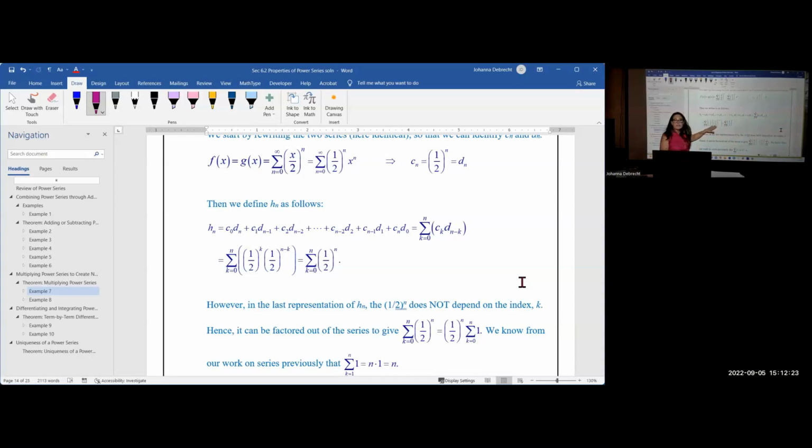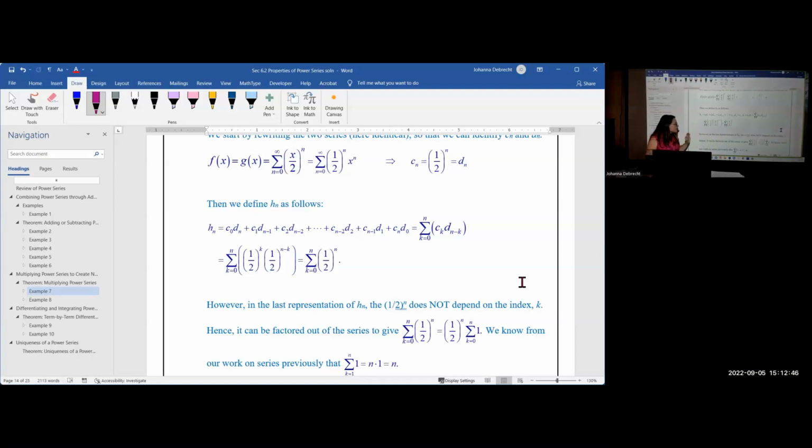But these both have the same base, 1/2. And since they have the same base, which is 1/2, we can add the powers. So k plus n minus k just gives us n. So H sub n is the series 1/2 to the n, starting at k equals 0 and going to n.